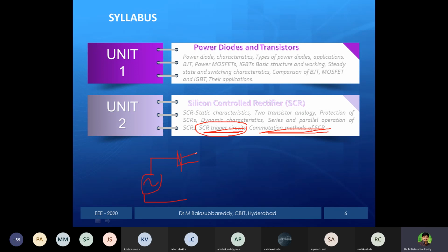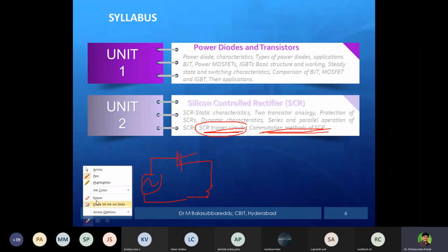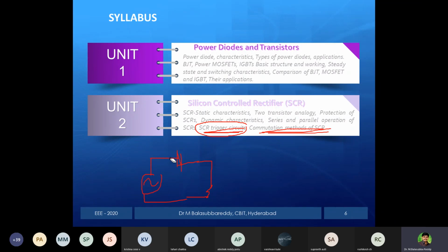Thyristor, let it be like this. Then some load. This is a small circuit. So one thing is known to you. If it is a diode, what is the operation? If anode is positive with respect to cathode, this will be closed. The switch will be closed.